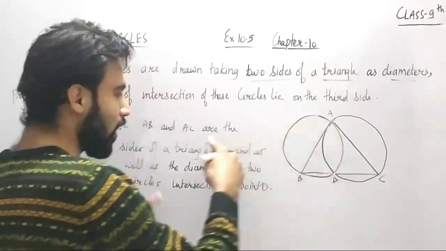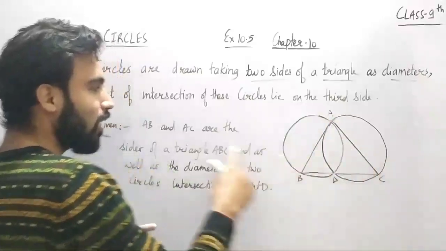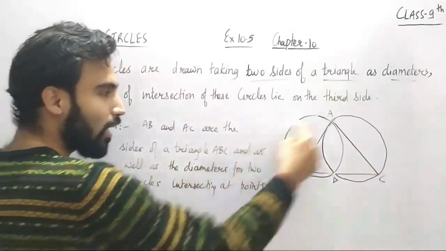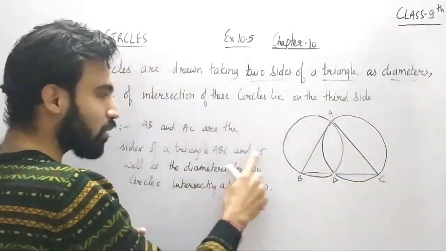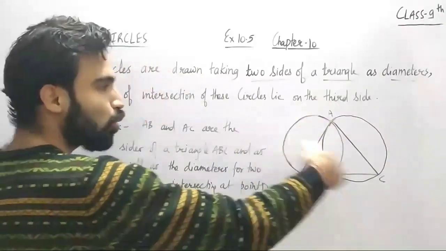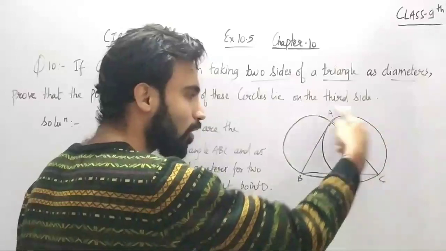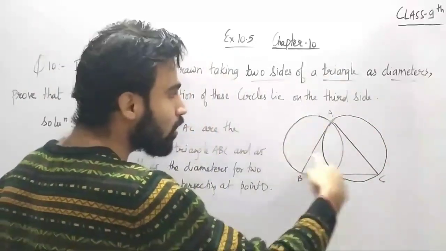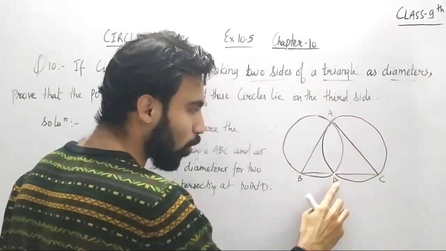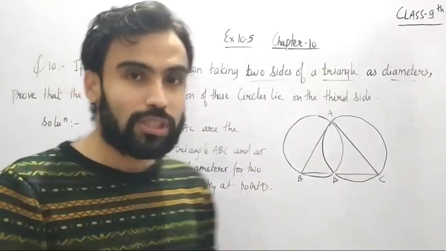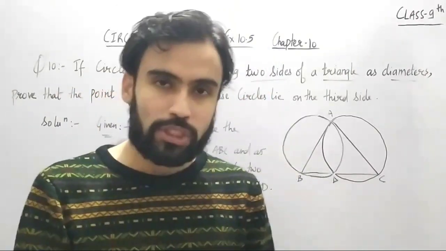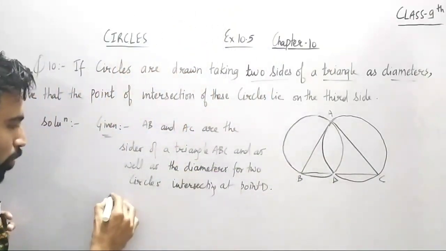So you can see I have written here that AB and AC are the sides of a triangle ABC, and as well as the diameters for two circles. AB is the diameter of the first circle, AC is the diameter of the second circle. Now both the circles intersect at a point D, right? So this is what is given in the question here. Now let me just write to prove.